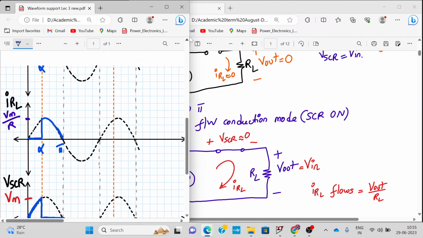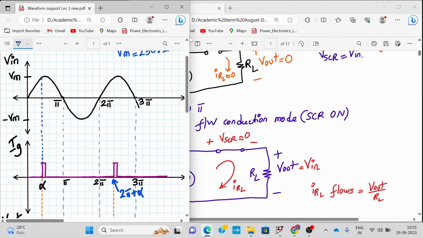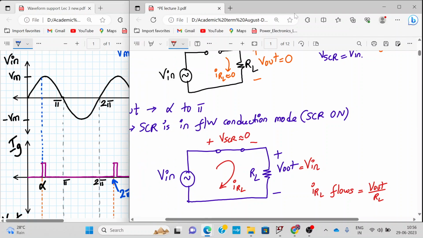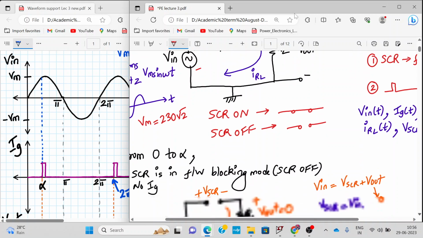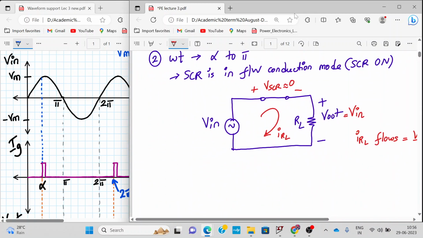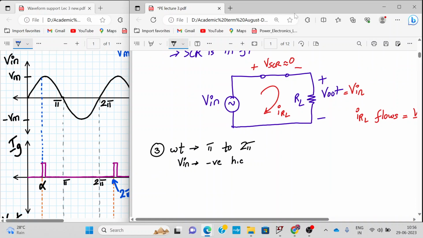Now let's see the next cycle. Next, the input goes into the negative half cycle from pi to 2 pi. And we have seen before, whenever the input goes into a negative half cycle, your SCR will never turn on because it is in the reverse blocking mode. So it's very easy information for us. So we can write over here omega t going from pi to 2 pi. In this case, V in enters the negative half cycle. So when V in is in the negative half cycle, the SCR will be in the reverse blocking mode.